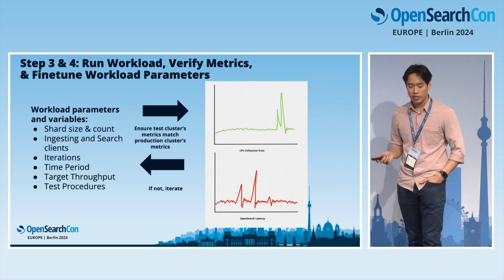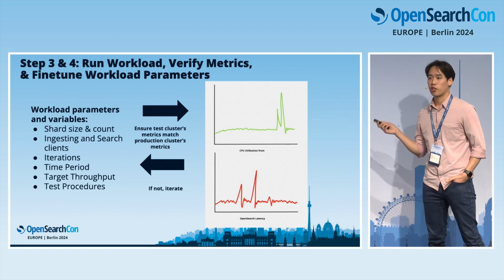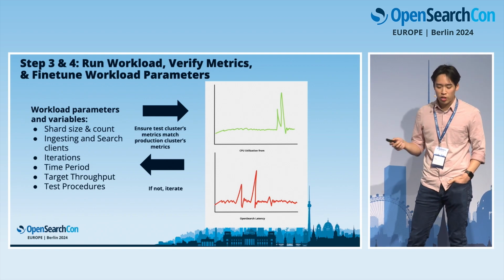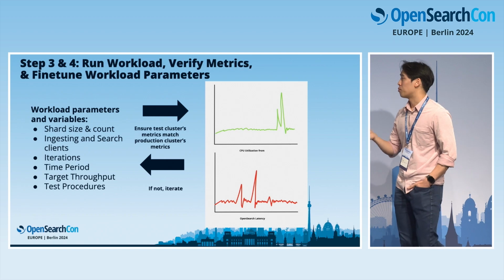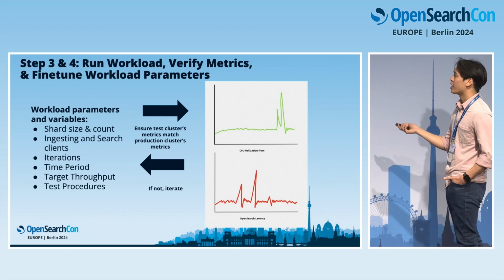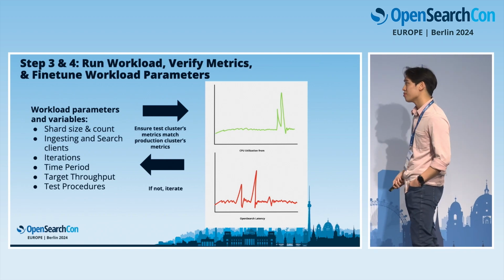So maybe your CPU utilization you've seen in your test cluster was only 10%, but the production cluster was around 30%. So maybe you need to go back and look at specific parameters like search clients, or amping up more iterations, or having a longer time period of operations running, or maybe even setting target throughput.